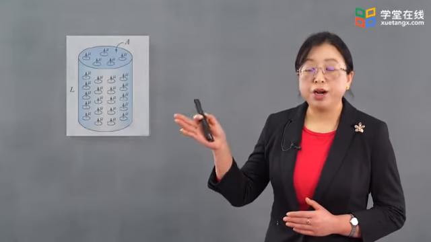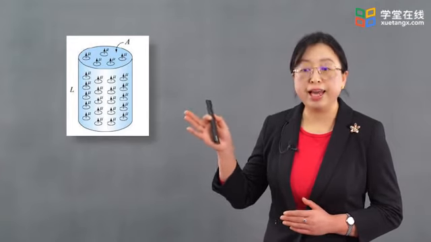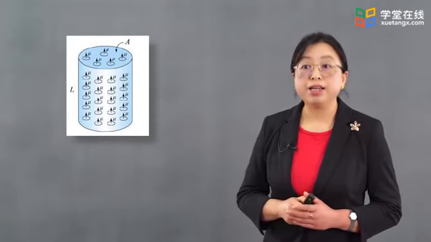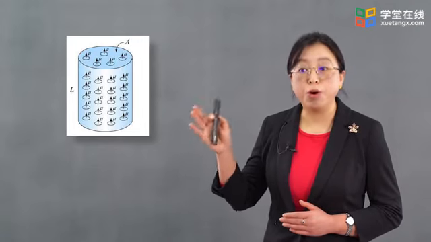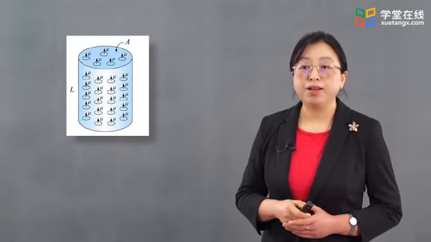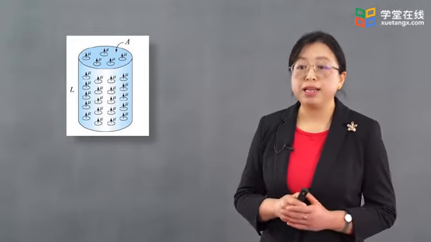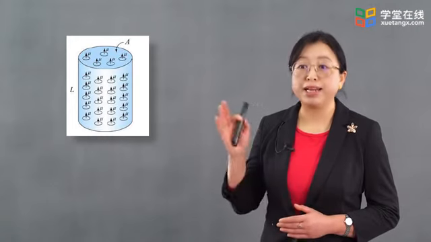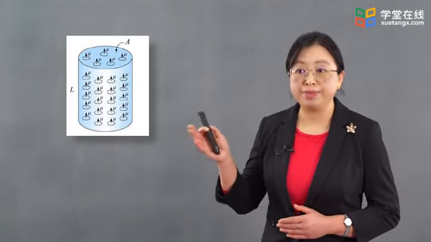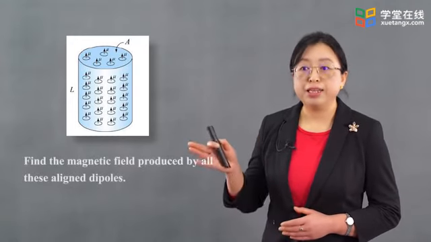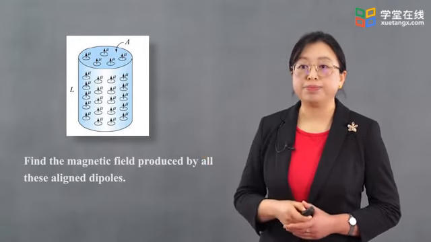As shown in the figure, we have a cylindrical material with a cross-sectional area A and height L. It consists of n magnetic dipoles, each with a magnetic dipole moment mu. These dipoles are distributed uniformly over the volume. It's assumed that all the magnetic dipole moments are aligned with the axis of the cylinder. Now, let's compute the magnetic field produced by all these aligned dipoles.